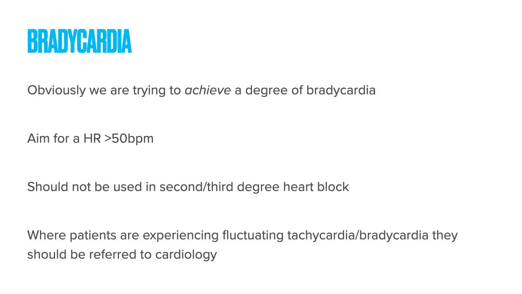The next common contraindication is bradycardia, and of course, when we use a beta blocker, we're often trying to achieve a degree of bradycardia, or at least slowing down the tachycardia. You should generally try and keep a patient's heart rate above 50, and you should never use a beta blocker in someone with a second or third degree heart block. Some patients have the so-called tachy-brady syndrome, where they will fluctuate between periods of tachycardia and bradycardia, and they should be referred to cardiology for consideration of pacemakers to allow adequate rate control.